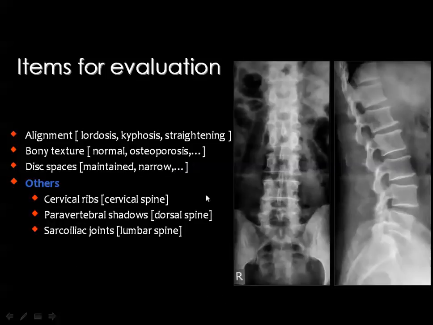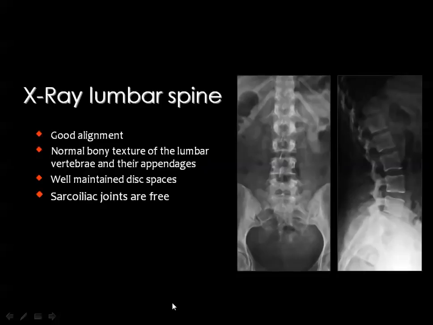Then in every segment of the spine, we assess a fourth item. In the cervical spine, we look for cervical ribs. In the lumbar spine, we look for the sacroiliac joints. In the dorsal spine, we look in the paravertebral area for any abnormal soft tissue shadows. And in this particular part of the spine, we can assess the paravertebral abnormalities because of the presence of air in the lung, which helps to detect these abnormal soft tissue shadows.